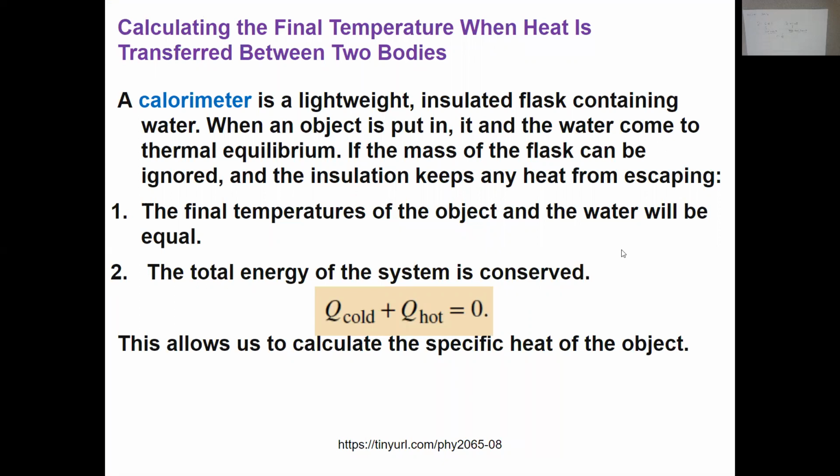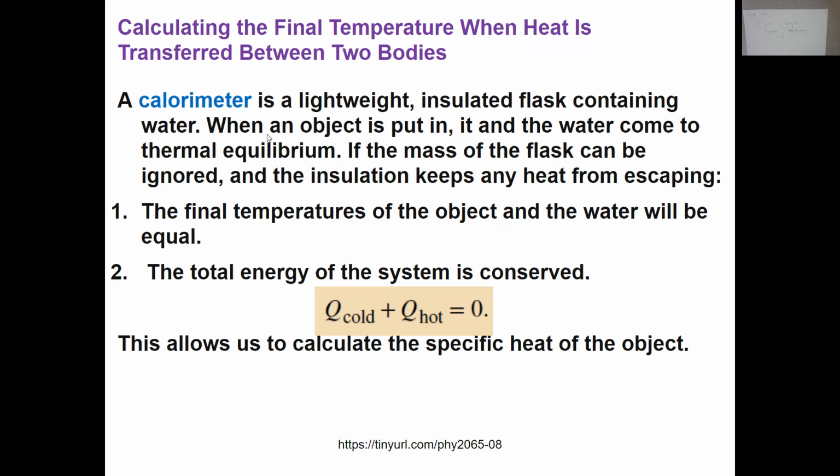All right. So the application of specific heat capacity is that if you can find the specific heat capacity of a certain substance, then you can look it up on the table and identify what that substance is if you do not know what it is initially. Okay, so a device used to do this is called a calorimeter, which is very often used in chemistry. It's a device that is very lightweight, and it's a well-insulated container. Most of the time it's a flask that contains water.